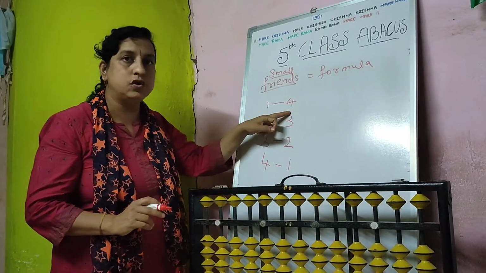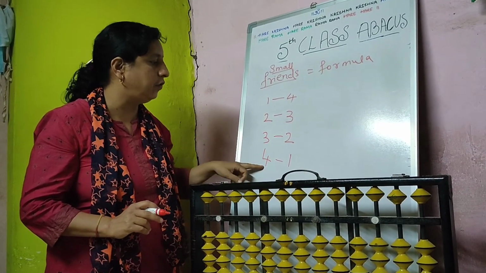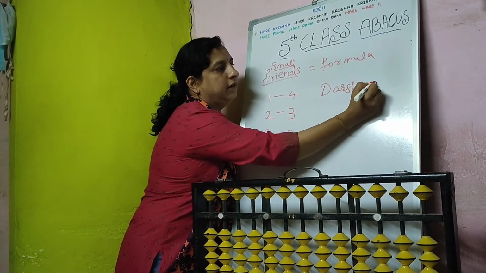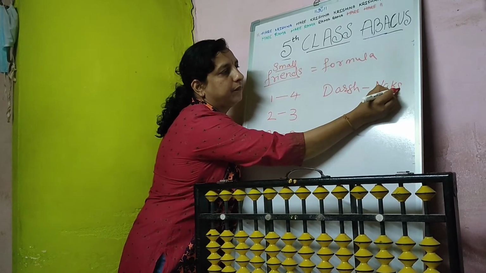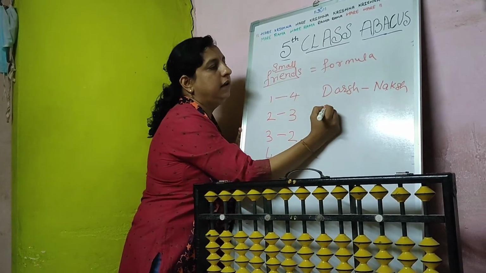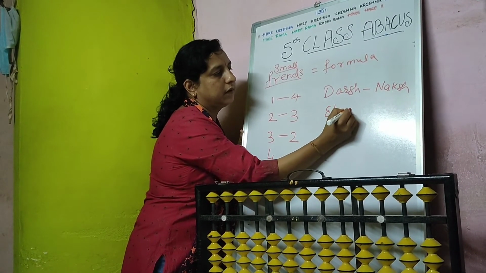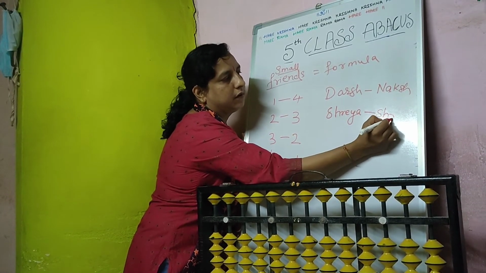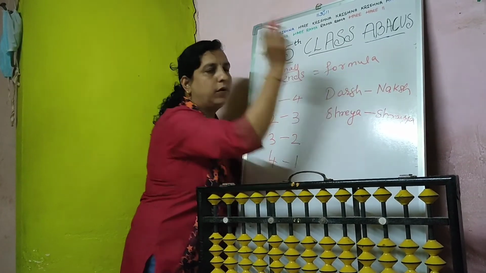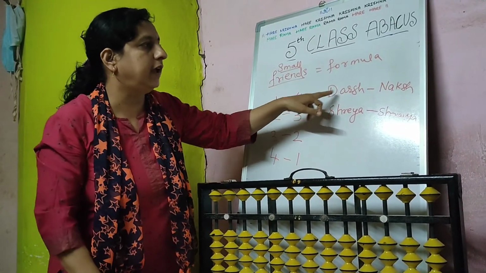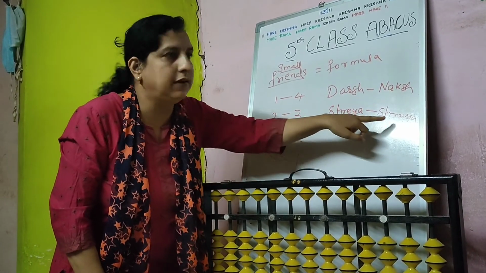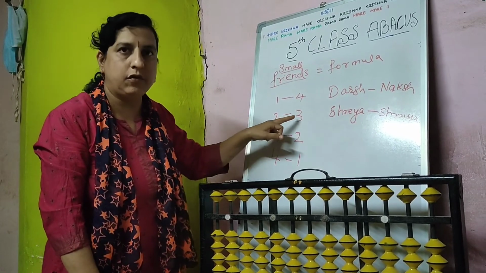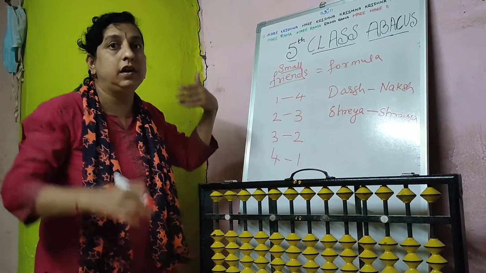See now how 1 is 4's friend, 2 is 3's friend, 3 is 2's friend, 4 is 1's friend. Like that, Darsh is Naksh's friend, and Shreya is Shravya's friend. Like that, Darsh will take help from Naksh only, and Shreya will take help from Shravya only. Same here: 1 will take help from 4, 2 will take help from 3, and so on. That we will learn in the next class.